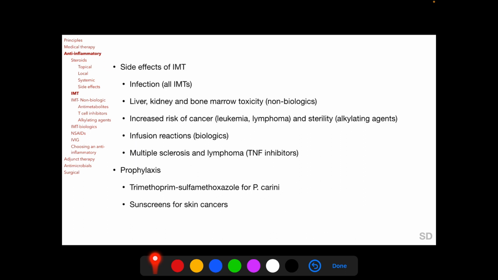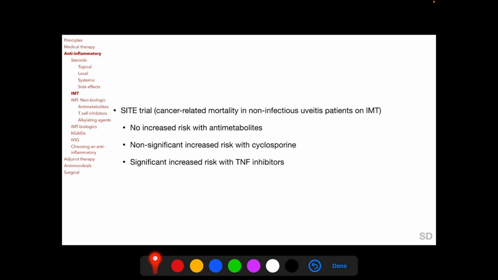Side effects of IMT, which we will be discussing further when we discuss the individual drugs, are infection, liver, kidney and bone marrow toxicity, increased risk of malignancy, particularly hematological malignancy, and sterility, infusion reactions, and multiple sclerosis and lymphoma. And some recommend prophylaxis for pneumocystis carinii with trimethoprim sulfamethoxazole, and for skin cancers with sunscreens, particularly when alkylating agents are initiated. The SITE trial looked into the cancer-related mortality in non-infectious uveitis patients treated with IMT.